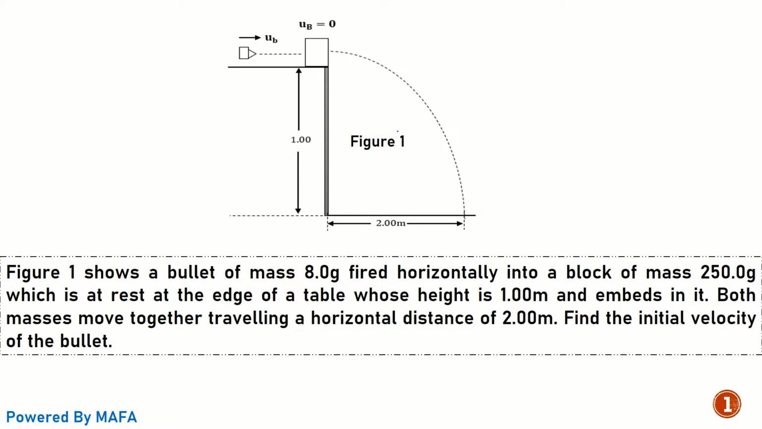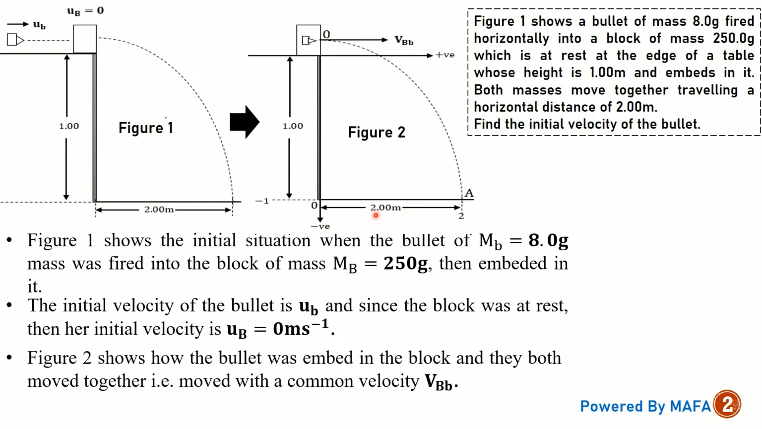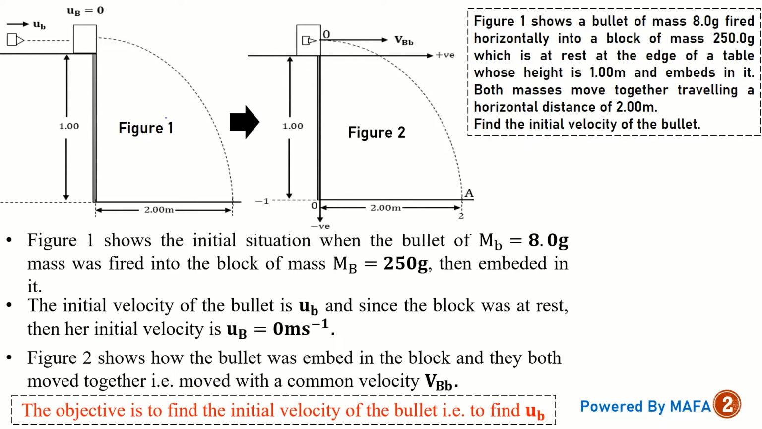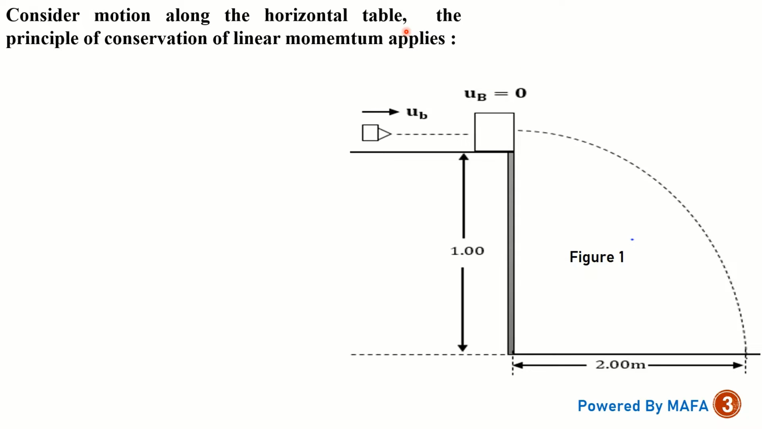So before you continue, please pause the video and try the problem by yourself. The masses travel a horizontal distance of 2.00 meters, and definitely a vertical distance of 1.00 meters. Now both of them have a common velocity because the bullet embedded in the block. So the objective of the problem is to find the initial velocity of the bullet, and they have the same velocity finally since they move together.